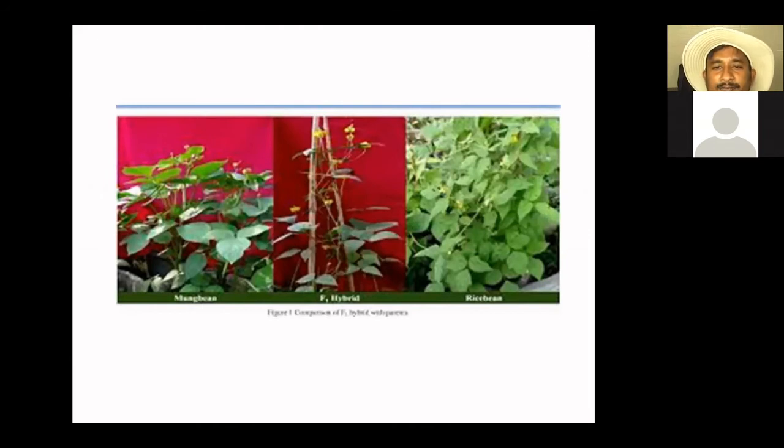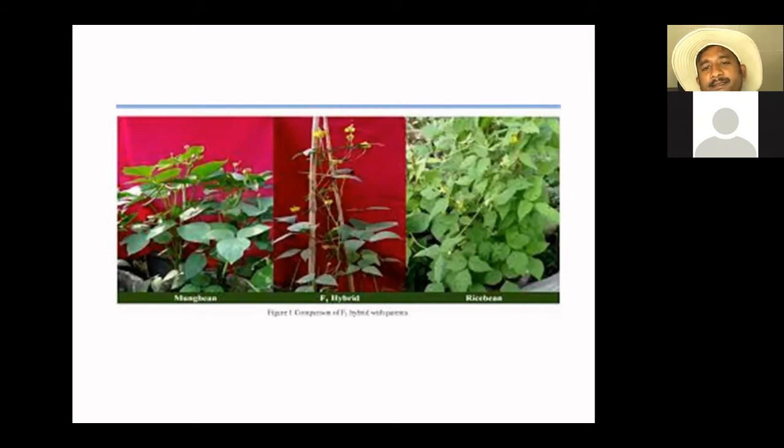Typically, some leaves are like Mung Bean, some leaves are like rice bean, and the nature of the flowering habit comes from rice bean. So this is how it looks typically when we cross between Mung Bean and rice bean.